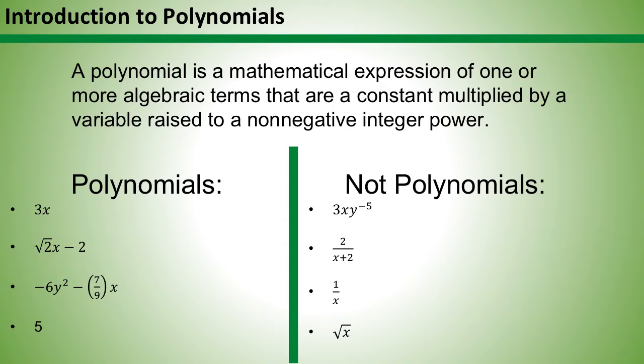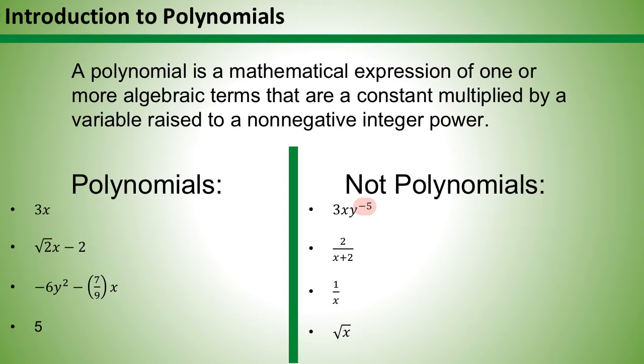So things that would not be polynomials. First one is this 3x y to the 5th power. The problem here is that negative 5. Okay, I cannot have a negative exponent. If I have a negative exponent, then it is not a polynomial.